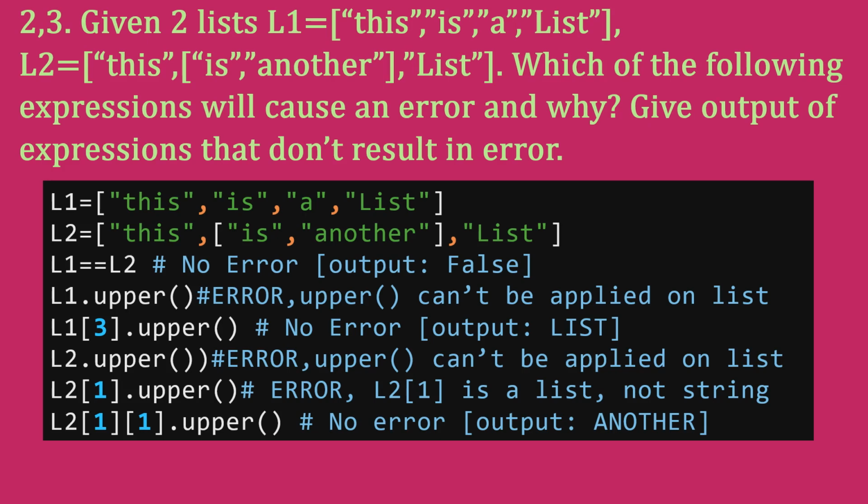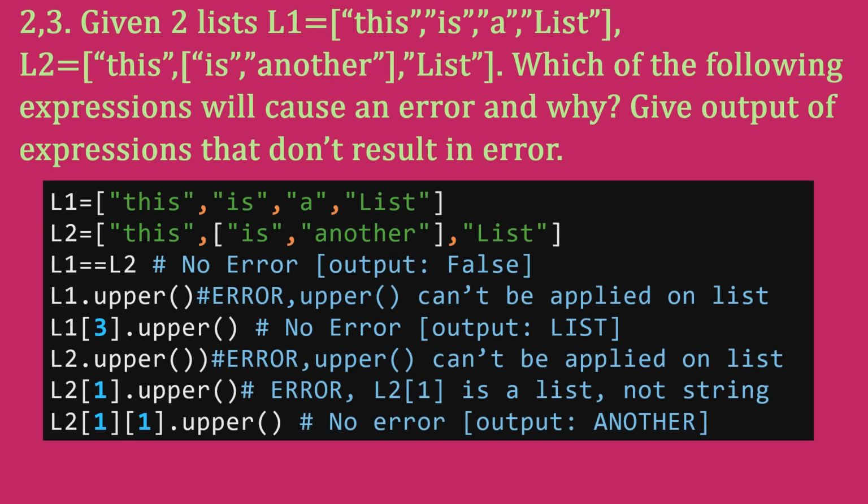Now L1[3].upper(). Here this will not produce any error. Why? Because L1[3] means the element which is present at index number 3, that is a string, and that will be converted into uppercase. So your output is the string in uppercase.